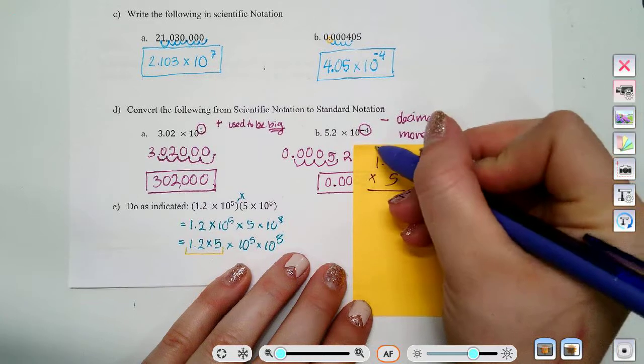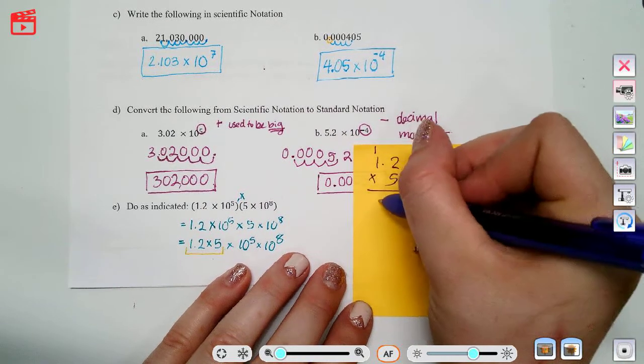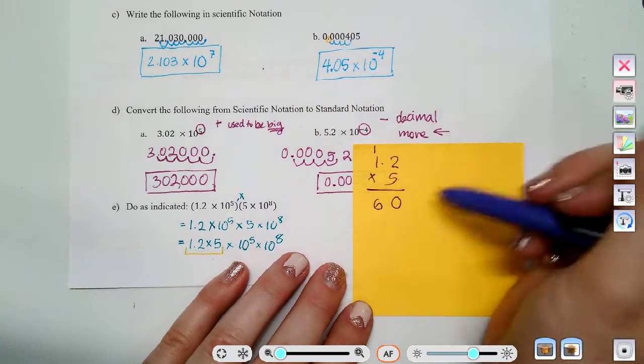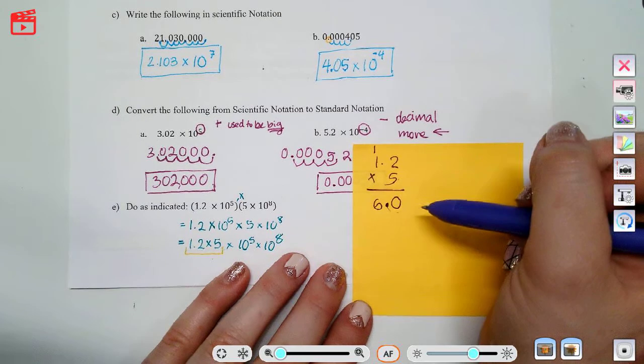Well, 2 times 5 is 10. 5 times 1 is 6. How many decimals total did we have? Just one. So we'll move our decimal once, and there we go, 6.